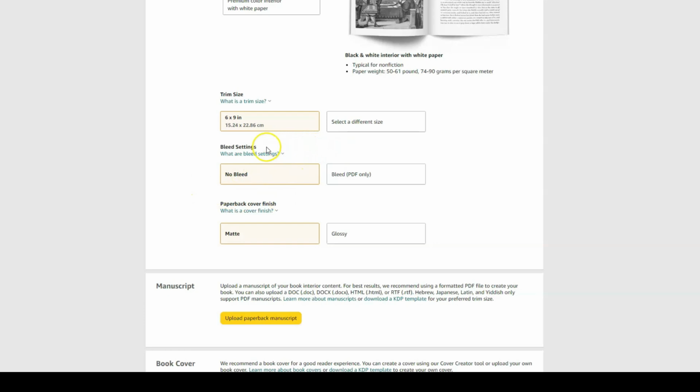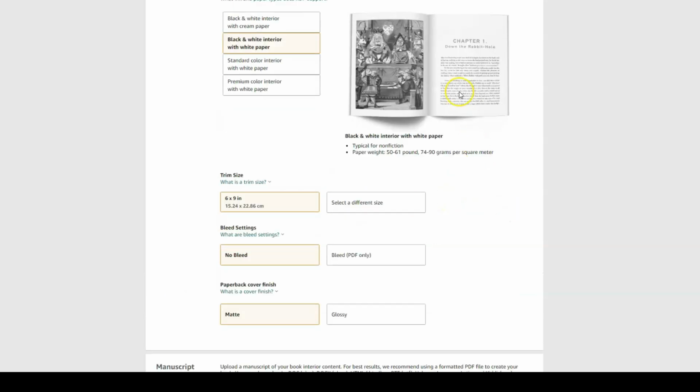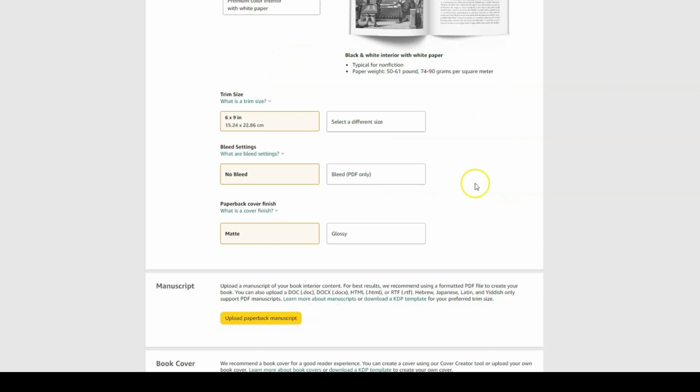Now we have to decide whether we go with bleed or no bleed, and bleed and no bleed is a whole different tutorial, but for now all you need to know is that we're choosing no bleed. Bleed is when you have text or images that go right over the edge of the paper, but we are publishing an interior that doesn't go over to the edge of the paper, so we're choosing no bleed. And by the way, this is only regarding your interior. Covers are always automatically published with bleed, so this has nothing to do with your cover design, it's just for the interior of your book.